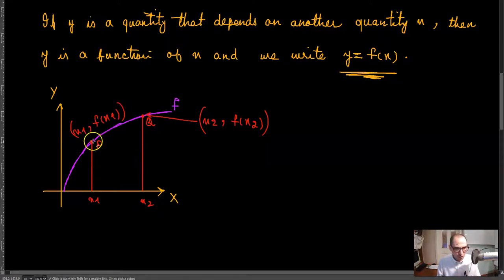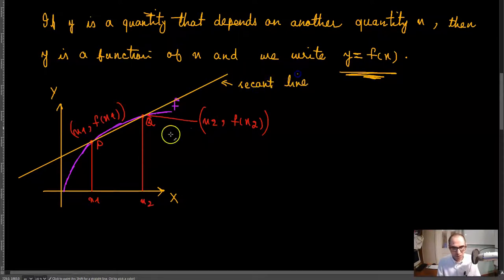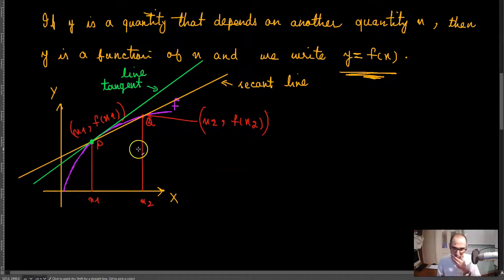Now I can draw a line between these two points like so, and this would be a secant line, because it goes through the graph of the function in these two points. I could also draw a line to the graph of this function which is a tangent line, something like this. This would be a tangent line at exactly this point.